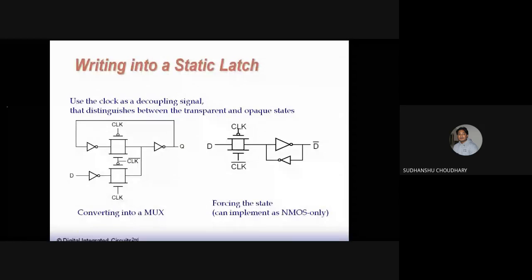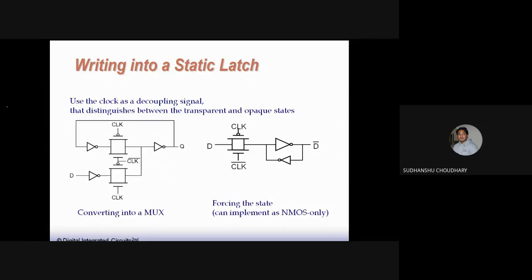Now, coming on to making use of these latches to implement the registers. So let us try to make use of these latches to implement the registers.